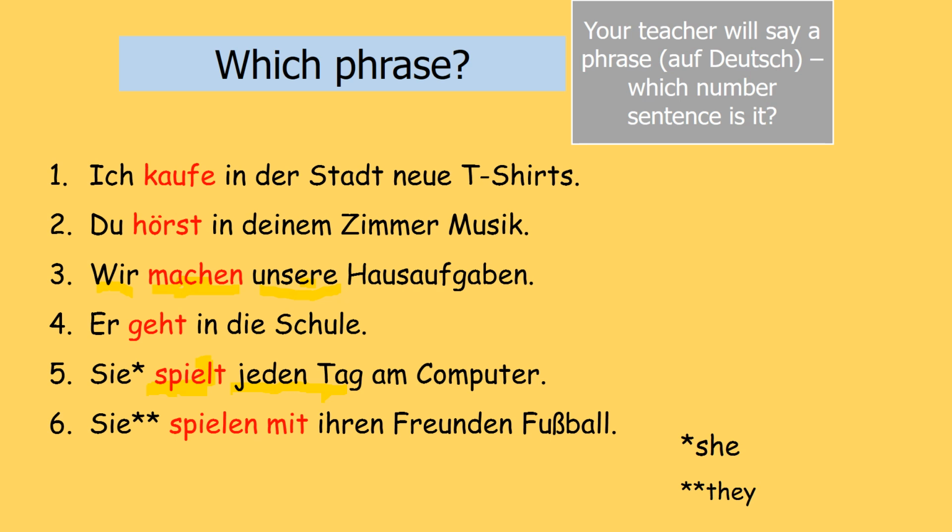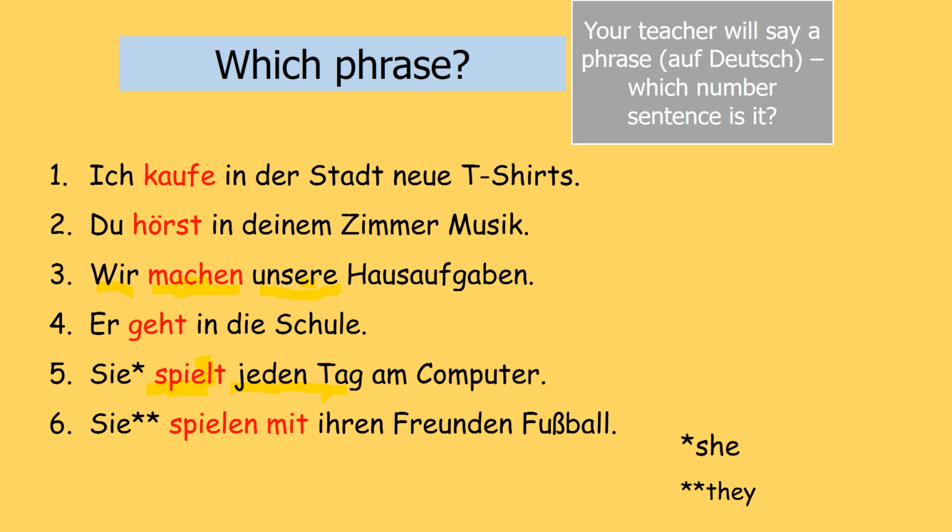Okay, and the next sentence. Ich kaufe in der Stadt neue T-Shirts. Ich kaufe in der Stadt neue T-Shirts. Okay, this is sentence number 1. And I hope that you are able to hear the endings when I'm using the verbs. So a little challenge might be that whilst you're listening, try not to look at the video and just write down the verb that I'm saying and practice those endings. Have you got the right ending that I'm saying?